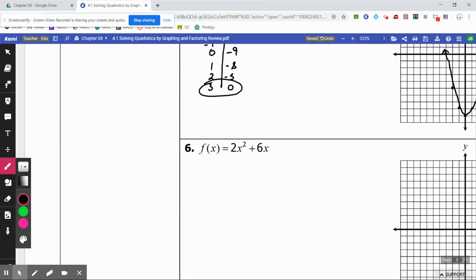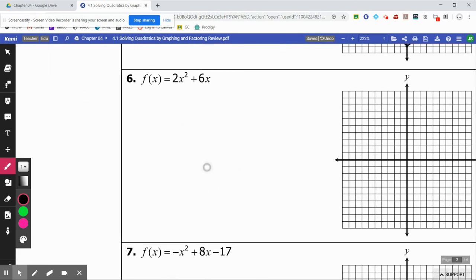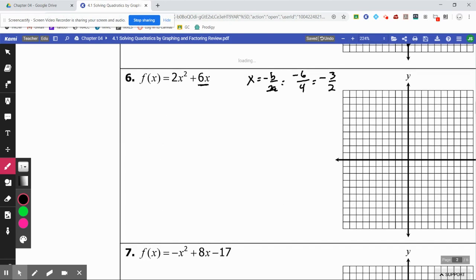Number 6. 2x squared plus 6x. First off, negative b over 2a gives you -6. Again, b is whatever's in front of x, over 2 times 2, which is 4. So it's going to be -3 halves. So let's do our t-table.